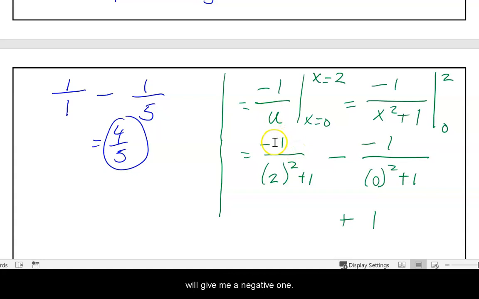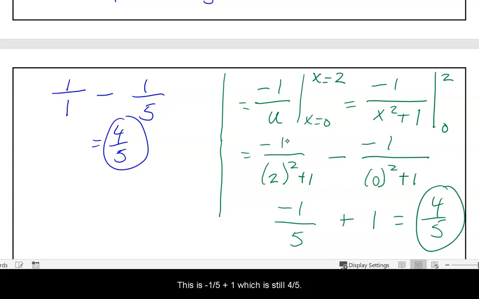The first one will give me a negative 1 over 4 squared plus 1, which is 5. This is negative 1/5 plus 1, which is still 4/5.